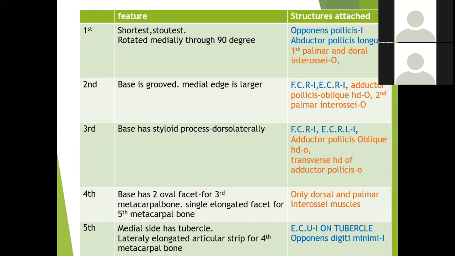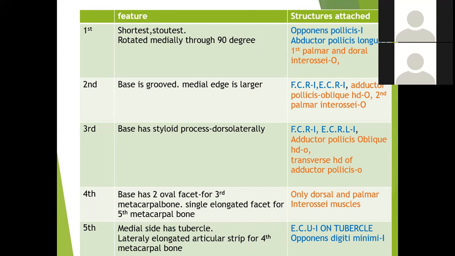And next one is adductor pollicis oblique head and the transverse head. Both are originated in the third metacarpal bone. So you should keep in your mind third metacarpal bone gives origin for the adductor pollicis muscle. Adductor pollicis muscle, we already know, has two heads. One is the transversely present transverse head and the other is the obliquely present oblique head.